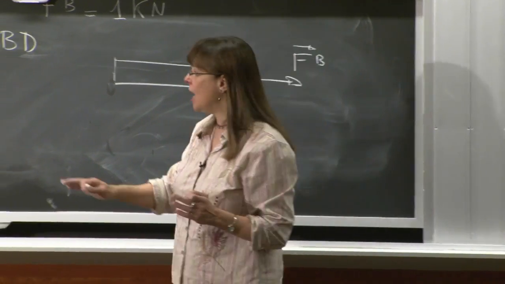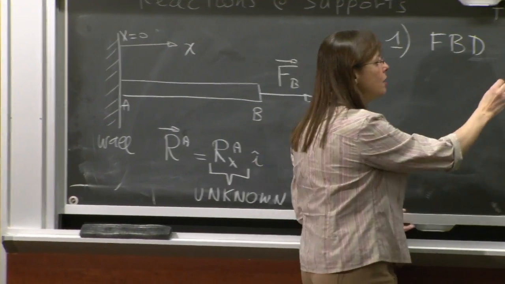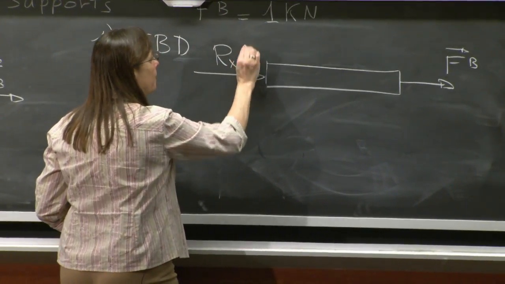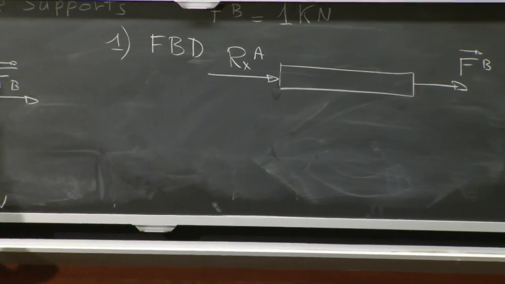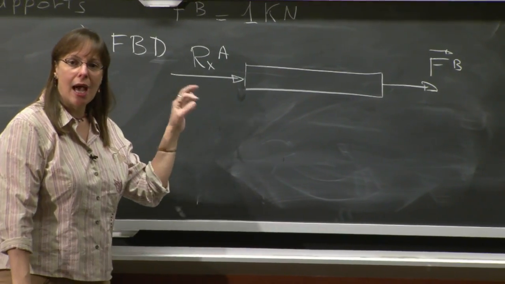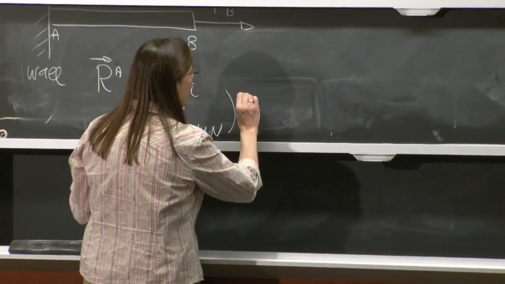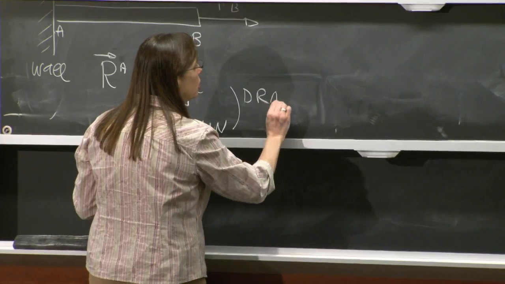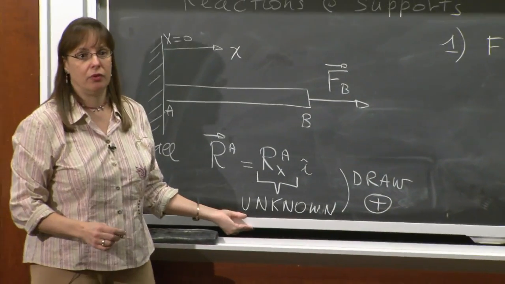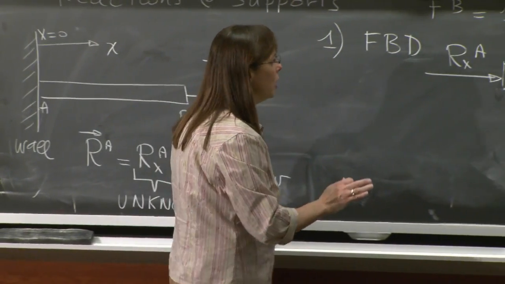So if RXA were positive, what this means is that it would go that way. I draw it that way. That's the direction of x. A positive RXA would go this way. RXA is my unknown. So in 201, the unknown, we always draw in the way they would go if they were positive. That really helps not to get mixed up in more complicated problems.